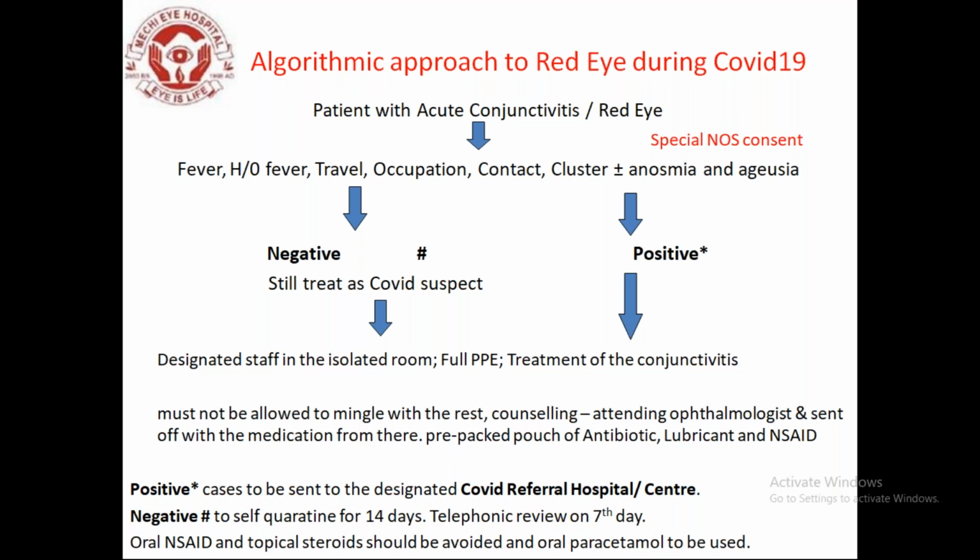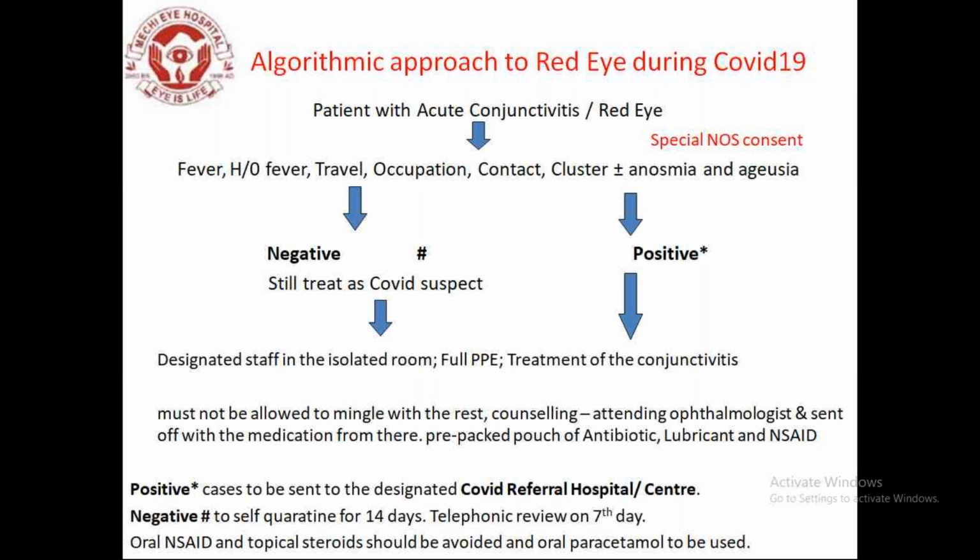And even if the case is negative with the above FTOCC history, we still treat them as a COVID suspect and ask them to self-quarantine for 14 days. And we'll take their phone number and review them on the phone on the 7th day. So if that patient was COVID-19, we will be knowing by that time what his situation is. And in this COVID situation, it is better to avoid oral NSAID and topical steroids. And if there is pain, we should give paracetamol instead.